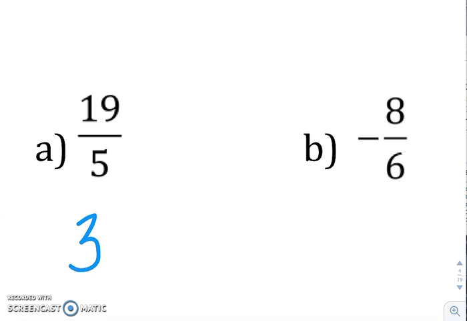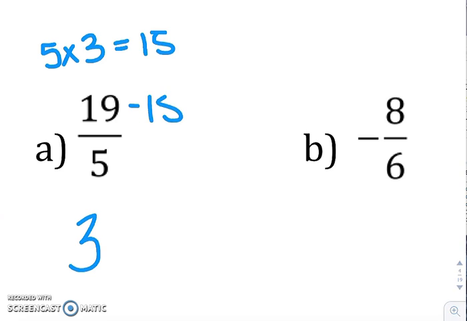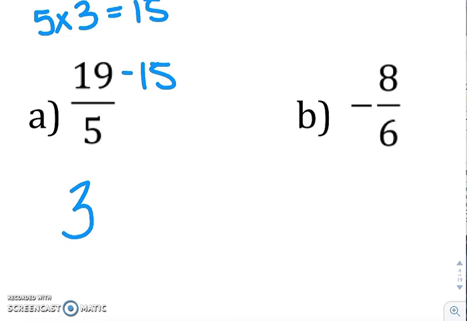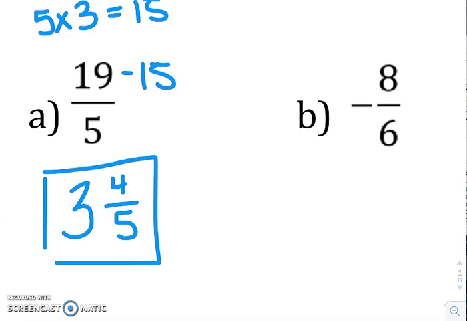So once we get that whole number, I say, okay, well, what is 5 times 3? 15, and that's what we subtract from the top. So what is 19 minus 15? 4 fifths. And that's how we get our mixed number.